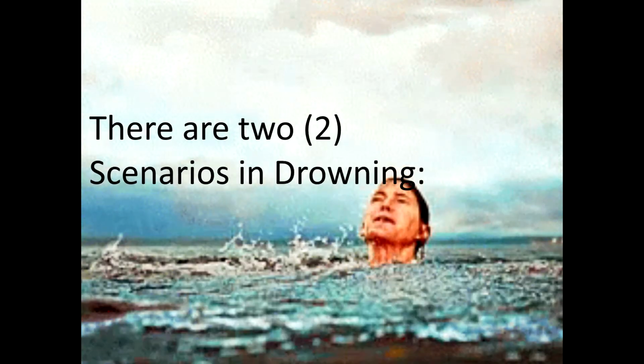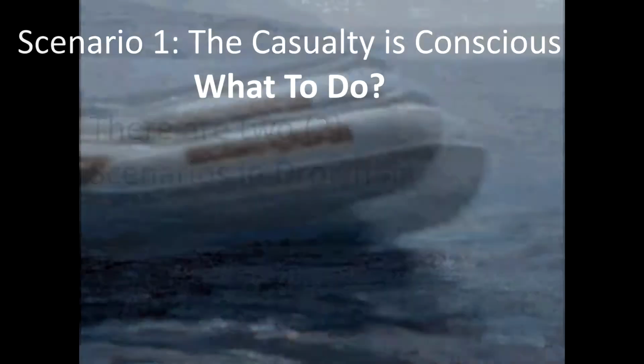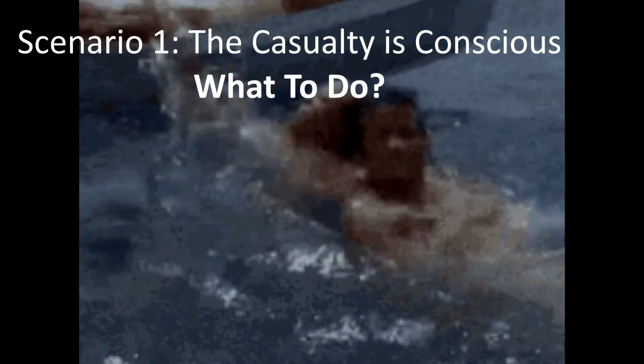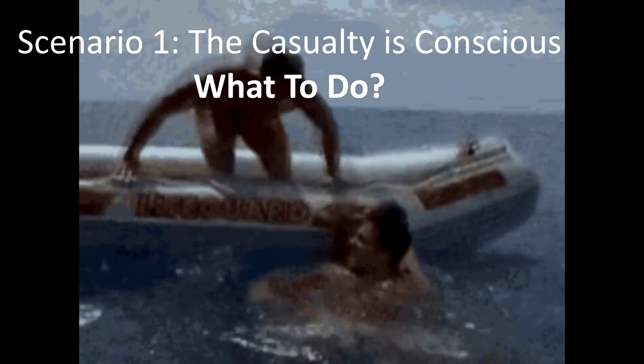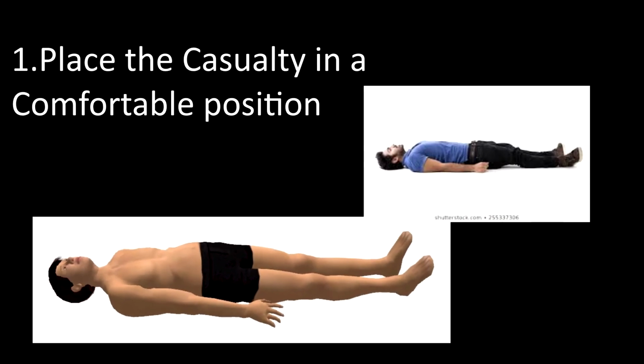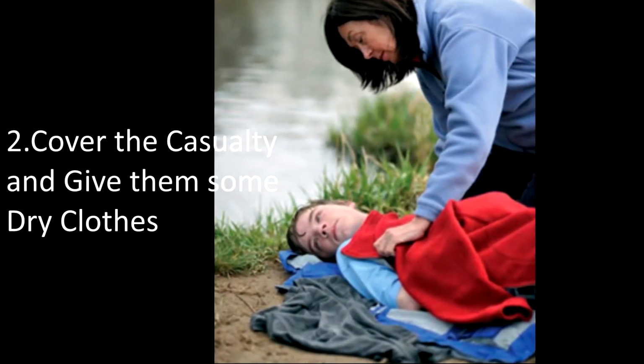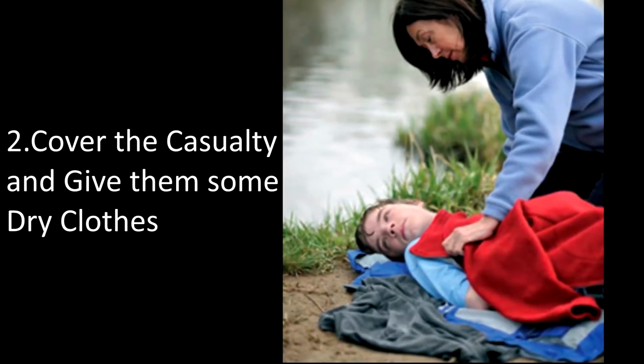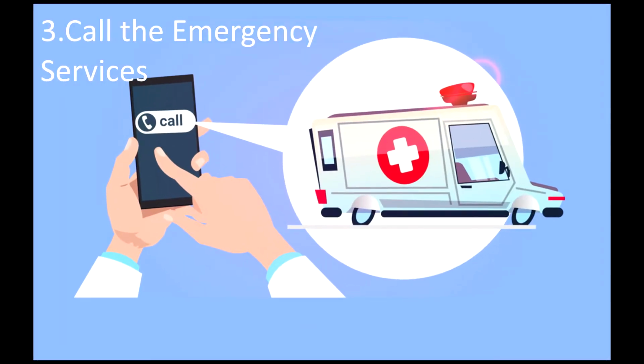Drowning. There are two scenarios in drowning. Scenario 1, the casualty is conscious. What you need to do: place the casualty in a comfortable position, cover the casualty and give them some dry clothes. Lastly, call the emergency services.